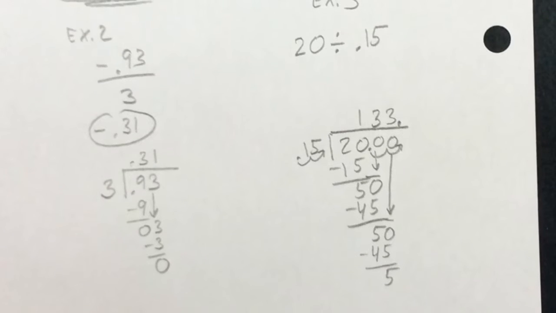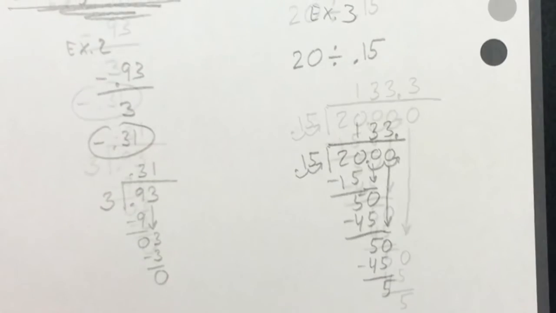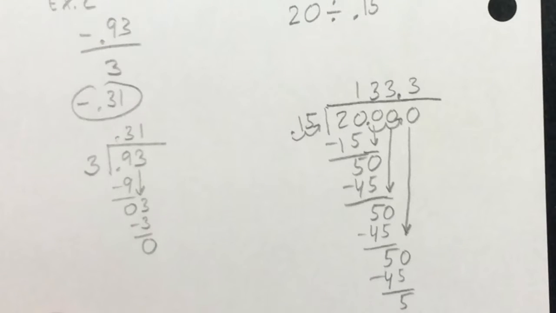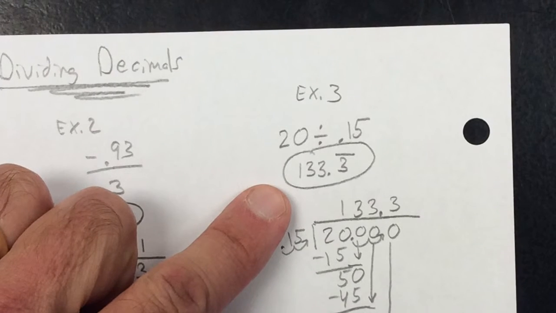And you notice we're going to end up with a repeating digit. So the final answer is going to be 133.3, and the 3 is repeating.